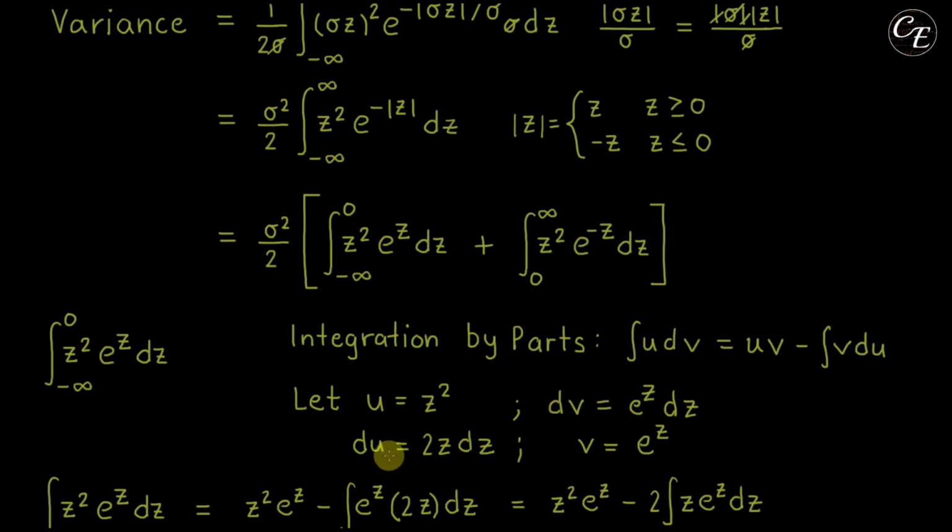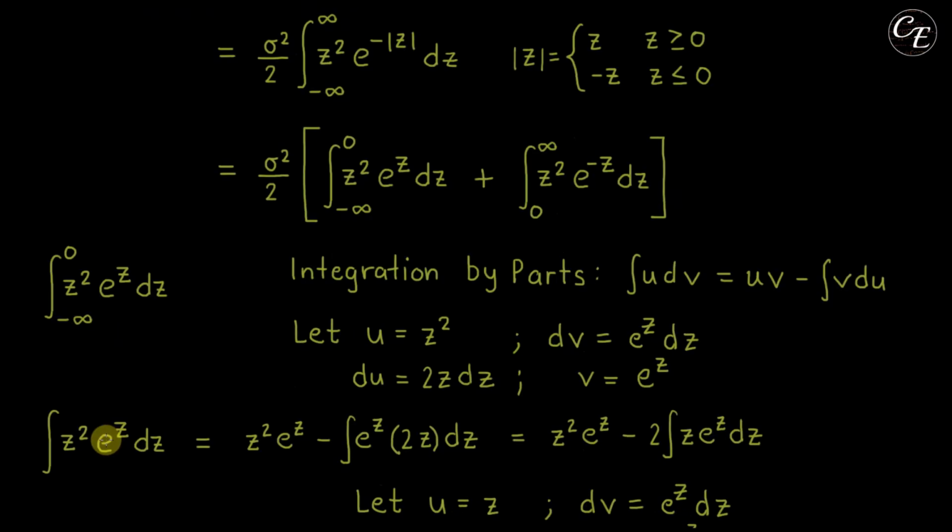Then du will be the derivative of this one, which is 2z dz. And v will be the integral of this one, which is just e raised to z. Then using this integration by parts, removing first the limits, from negative infinity to 0, we have this one, which is integral of u dv without the limits.